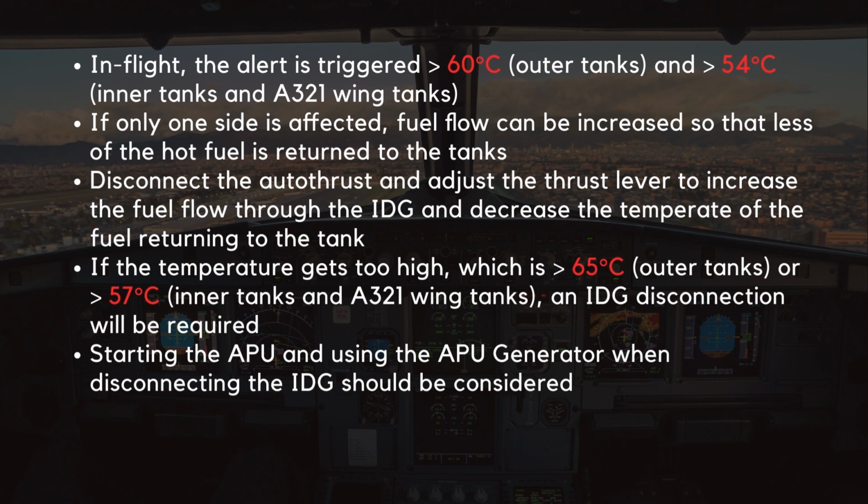If the temperature gets too high, which is above 65 degrees C for the outer tanks or above 57 degrees C for the inner tanks and A321 wing tanks, an IDG disconnection will be required. Starting the APU and using the APU generator when disconnecting the IDG should be considered.